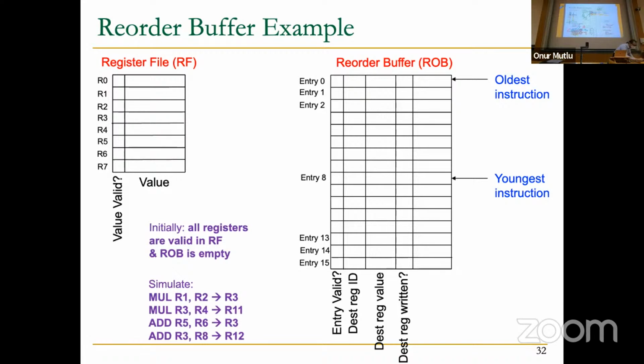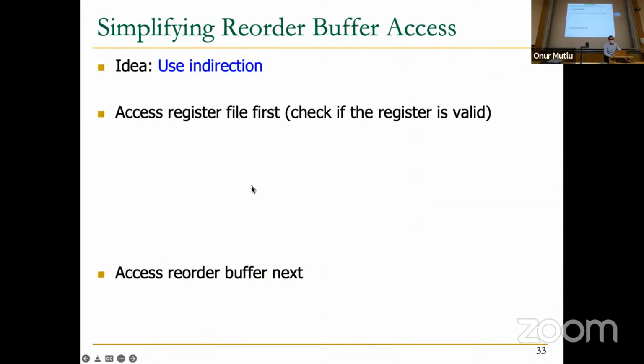Okay, and then we still need to do this. Good. Okay, so that was our reorder buffer basically. Now you can say that, oh, this content addressable logic is expensive, and you're absolutely right. So we're going to fix that. There's another way of doing things. Basically, let's simplify the reorder buffer access.